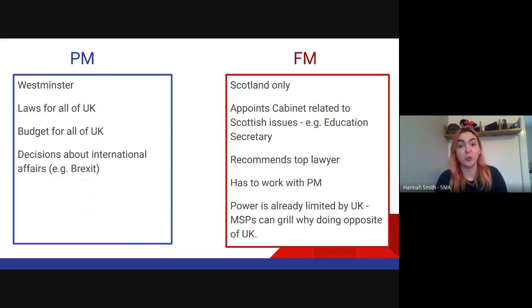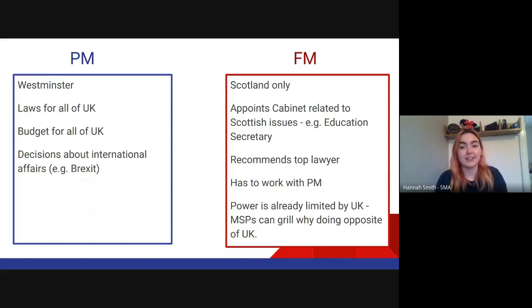It's a very long process. There's a Barnett formula. If you're interested in that, I can talk to you about it, but you don't need to know the details for Higher. But if you're interested in budgeting and how we get our money, we can do some stuff on that. He also leads decisions about our international affairs, Brexit, trade, negotiations, commissions, who we'll partner with and not, leading the G8, so big international kind of organisations that we're a part of.